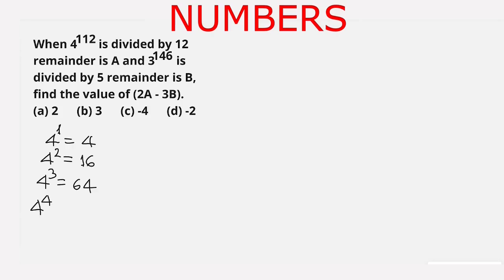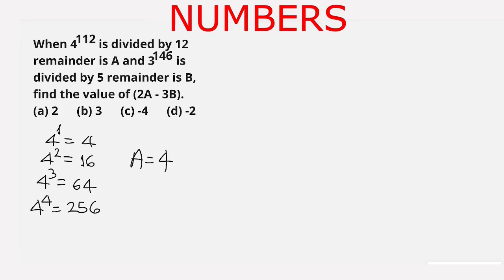4 to the power 4 is equal to 256. 12 times 2 is 24. 25 minus 24 is 1. We carry 6, 16. 12 times 1 is 12 and 16 minus 12 is 4. So again we get the 4. So whatever may be the power of 4, when divided by 12, the remainder is always 4. So the value of A is equal to 4.